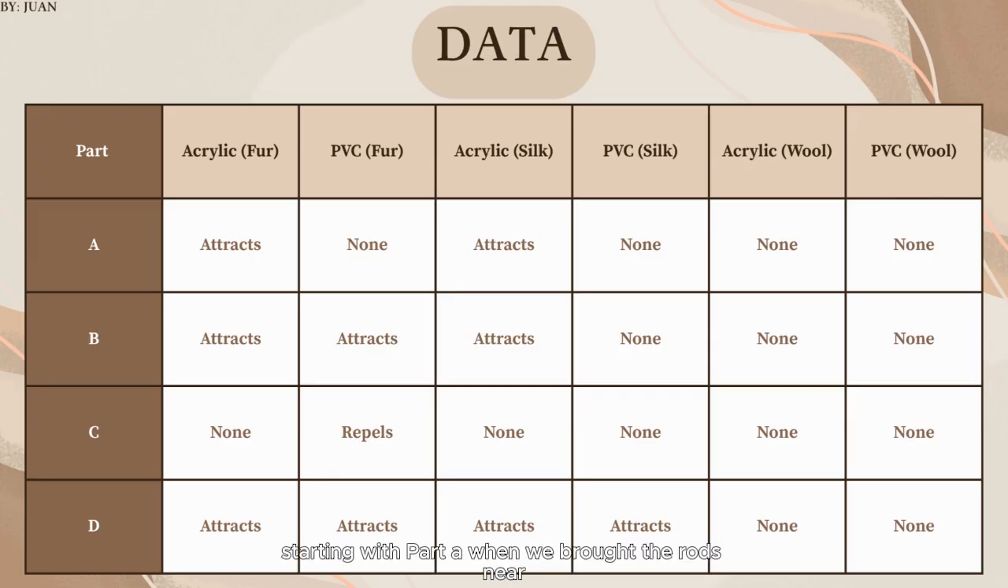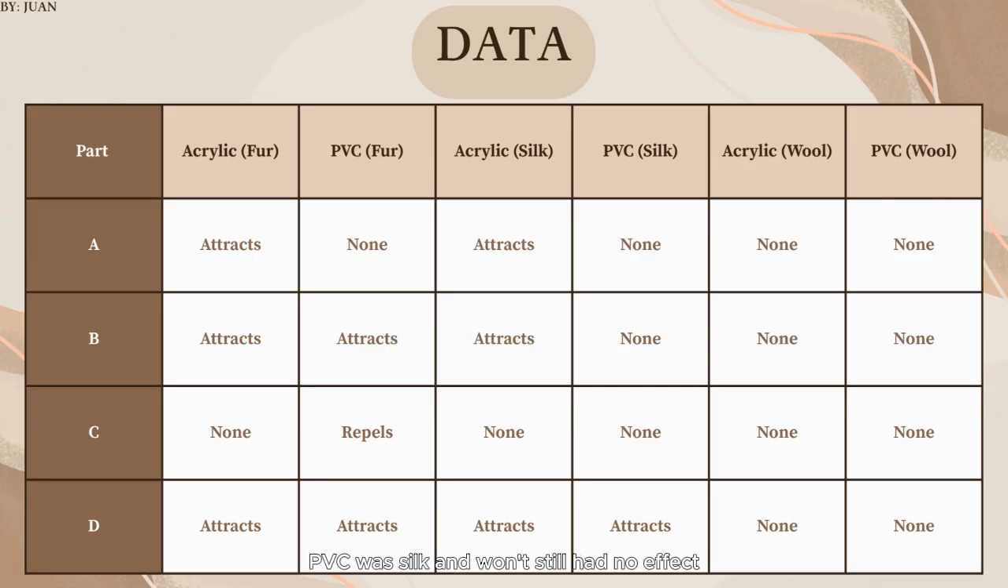Starting with part A, when we brought the rods near the grounded aluminum foil without touching, we found that acrylic rods with fur or silk caused attraction, while PVC rods and any wool trials showed no interaction. This shows that acrylic was better at inducing a response in this setup. And in part B, after touching the foil with the rods, we saw more consistent results. Both acrylic with fur and silk caused attraction, and PVC with fur also attracted.